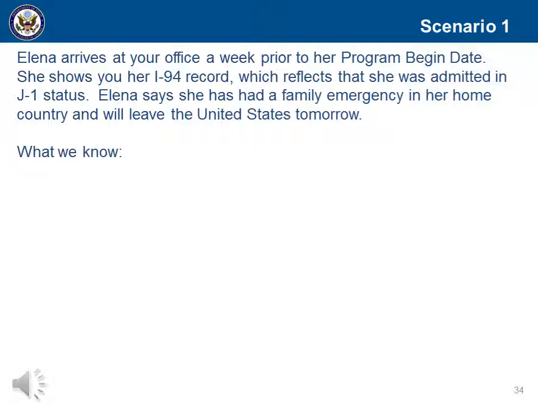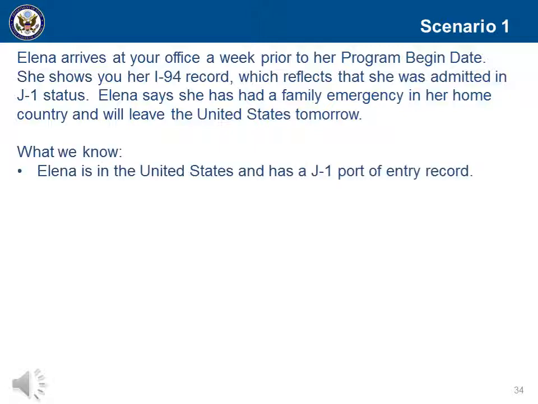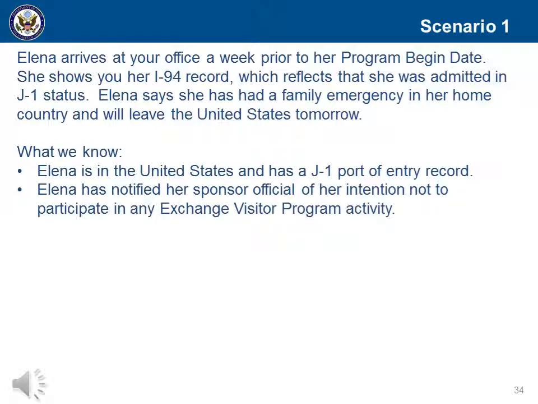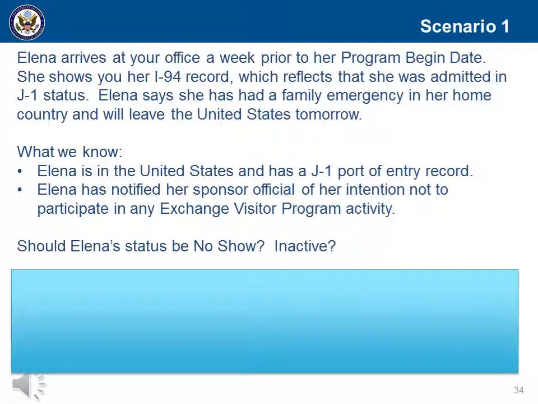Here's what we know. Elena is in the United States and has a J1 port of entry record. Elena has notified her sponsor officials of her intention not to participate in any exchange visitor program activity. What should we do? Should Elena's status be no-show, inactive? In this scenario, the sponsor official may change Elena's status to inactive through the following process.